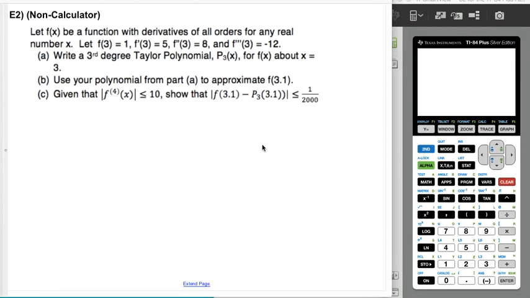All right, so let's do example 2, also non-calculator. We're going to write a 3rd degree Taylor polynomial, p sub 3 of x, for f of x about x equals 3, given this information. So we're given everything we need to write our Taylor polynomial, right?